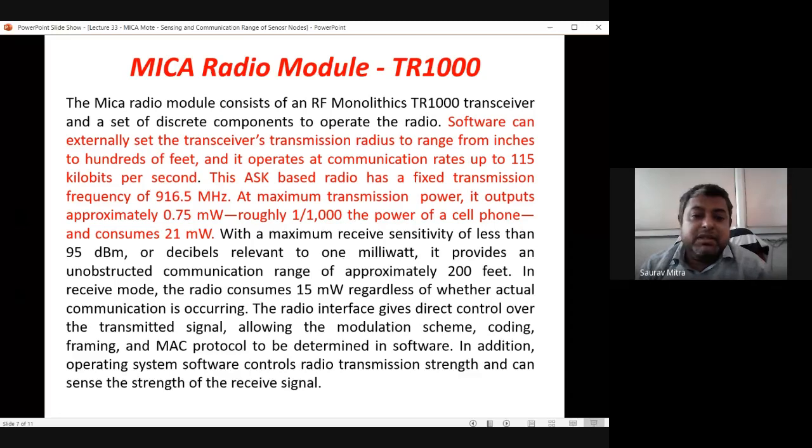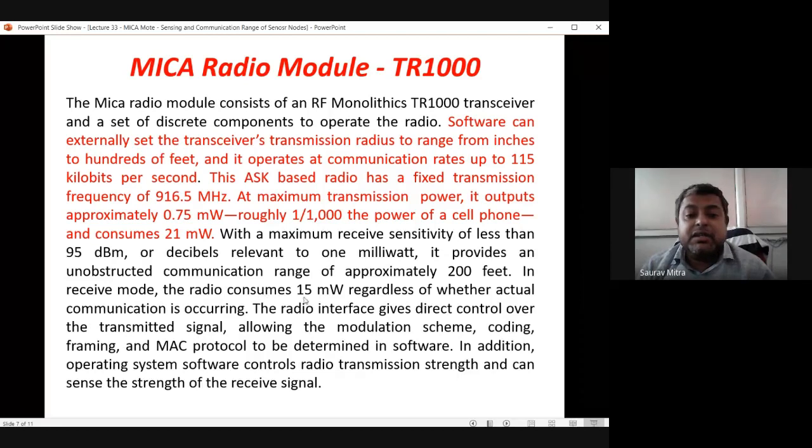The maximum receive sensitivity is less than minus 95 dBm, which means that even low strength signals can be picked up, in decibels relative to 1 milliwatt. It provides an unobstructed communication range of approximately 200 feet. So just check, it is written that it can have from inches to hundreds of feet. So it can communicate over 200 feet with ease, no problem. So that is actually the transmitter mode, 200 feet it can transmit.